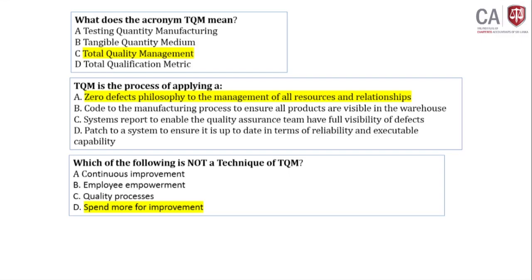What does the acronym TQM mean? This is total quality management. So that's an easy question. TQM is the process of applying a 0 defect approach to resources and relationships.